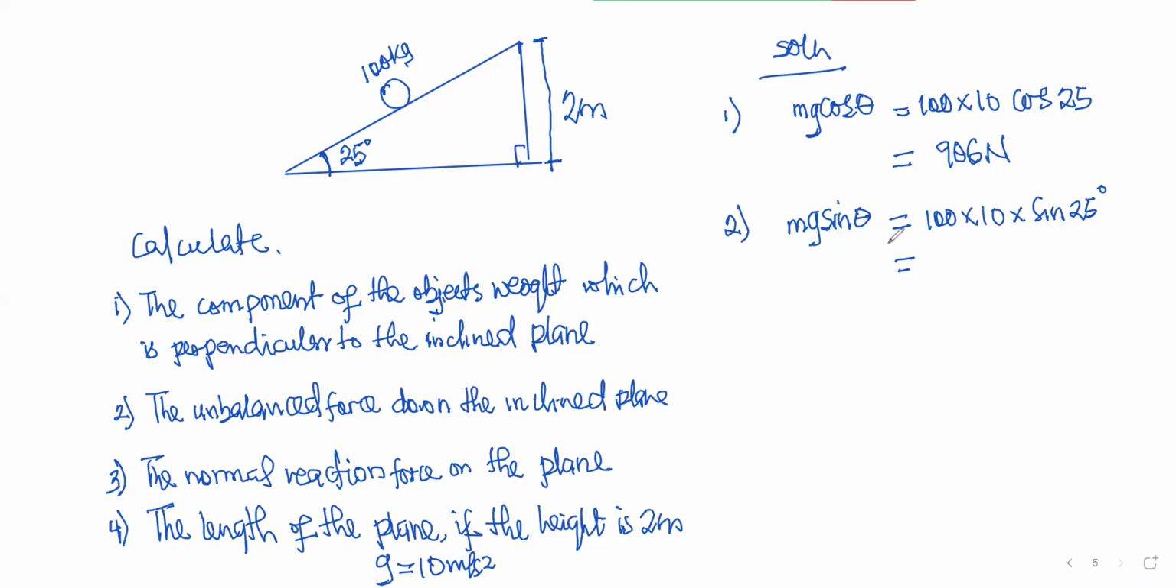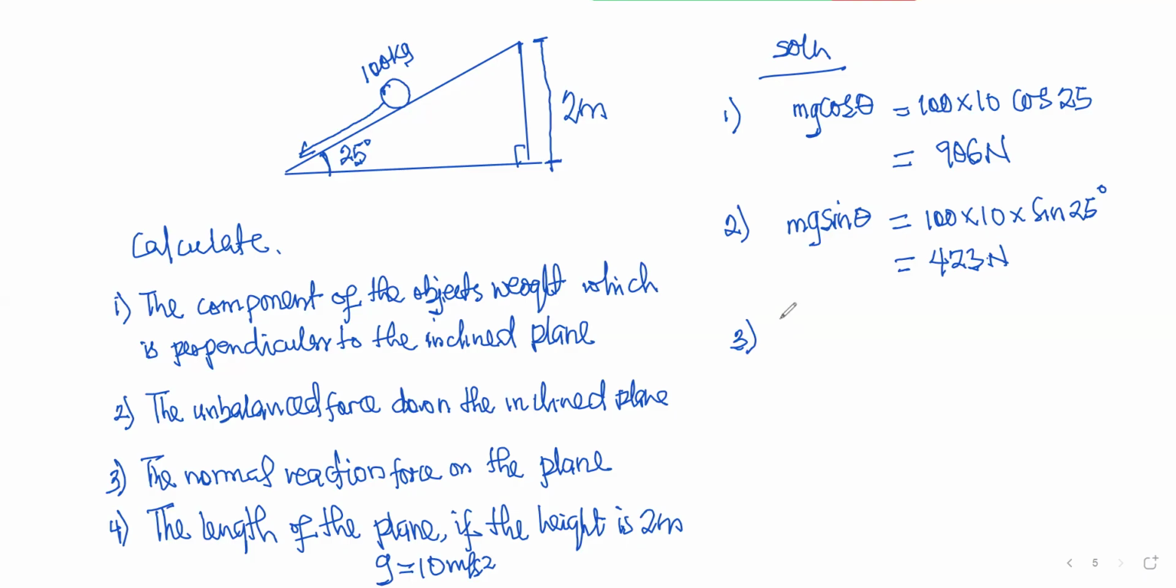So sine 25, Isabella. The answer for number 2. Yes, go ahead. Sir, please, I got 422.6 newtons. So approximately 423. If you leave it at 422.6, you are not wrong. So that unbalanced force which will roll the object down the plane must be 423.